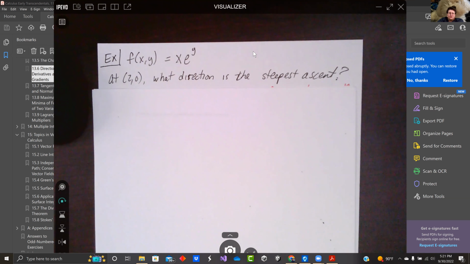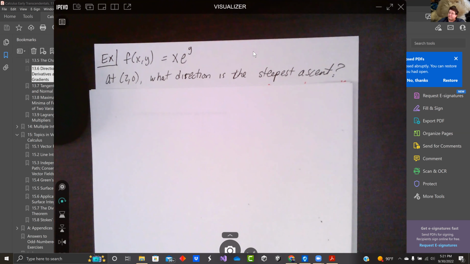f(x,y), we're going to just say it's x times e to the y. And we're going to be at the point (2, 0). We just want to find what direction has the steepest ascent. So let's just think about that. We know the gradient of f dotted with u would give us the slope. The direction of the maximum slope would be the steepest ascent, and that's when u is in the direction of the gradient of f. So we need to get u to be the gradient of f.